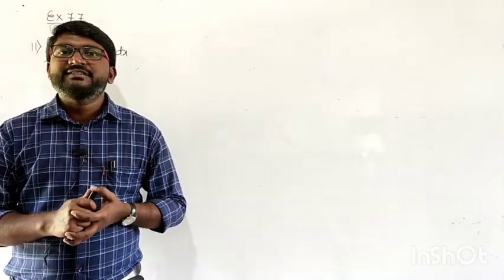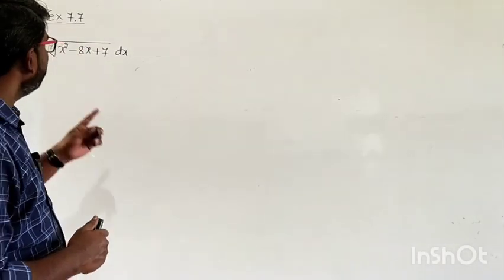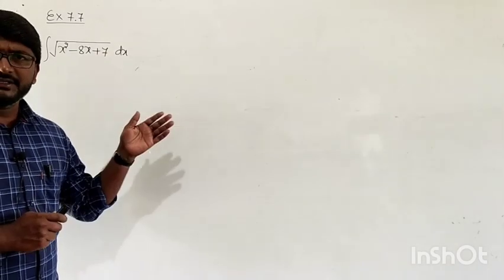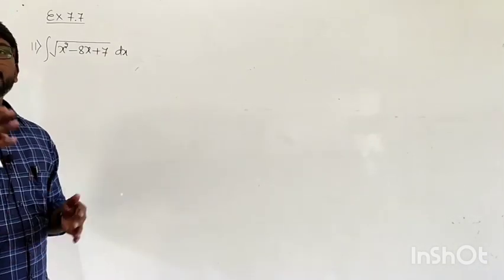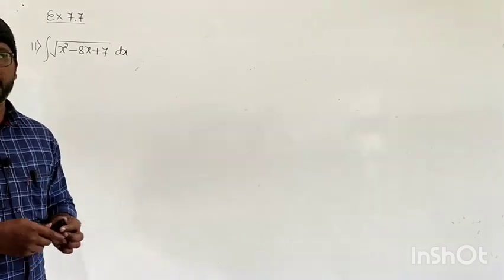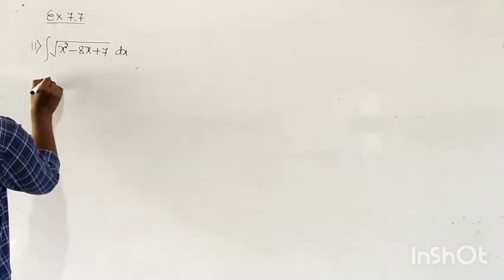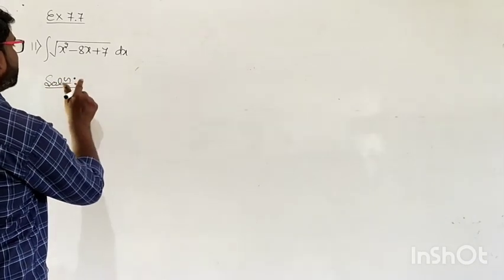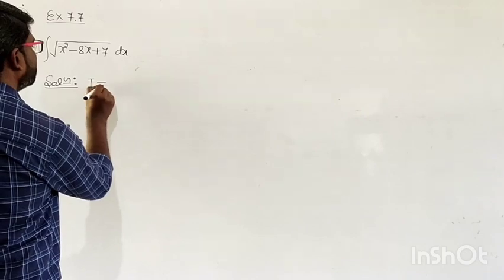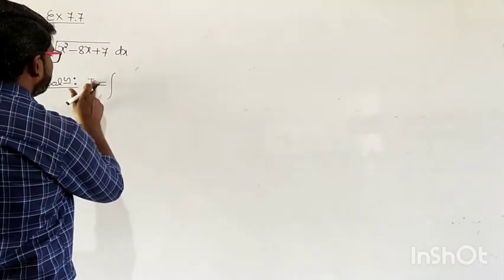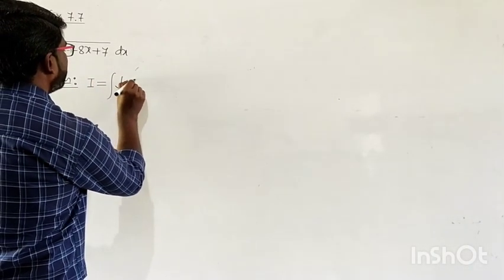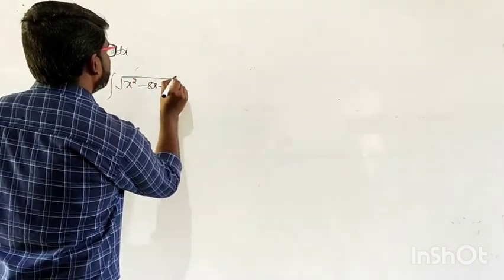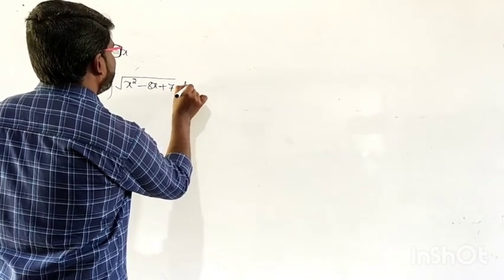Well, the last question of this exercise is the 11th one, integral square root of x square minus 8x plus 7 dx. Again, it is a multiple choice question. So you have to copy the options from the textbook. So see here, we'll be taking this as I is equal to integral square root of x square minus 8x plus 7 dx.